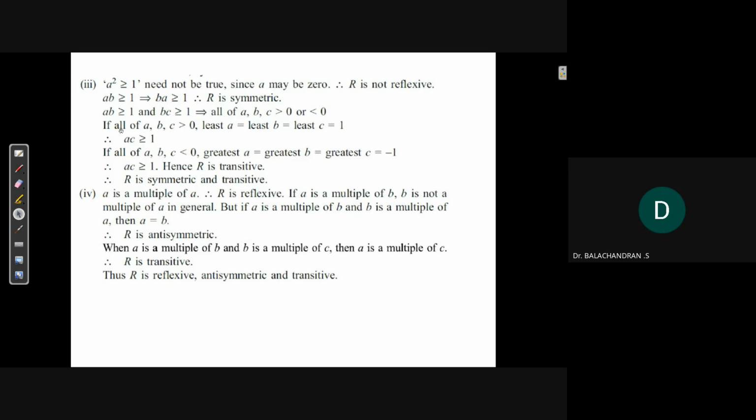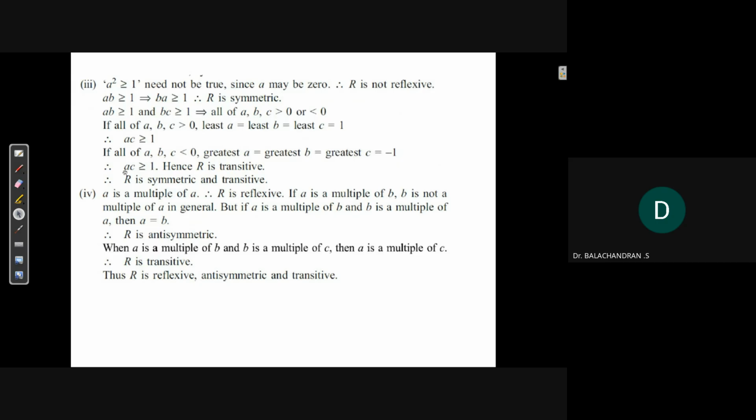Now, first case, if a, b, c are greater than 0, then the least value of a, the least value of b, and the least value of c is 1. So that's why a into c is either 1 or strictly greater than 1. That's why ac ≥ 1. Similarly, the next case: if all a, b, c are less than 0, the greatest value of a, b and c is -1.